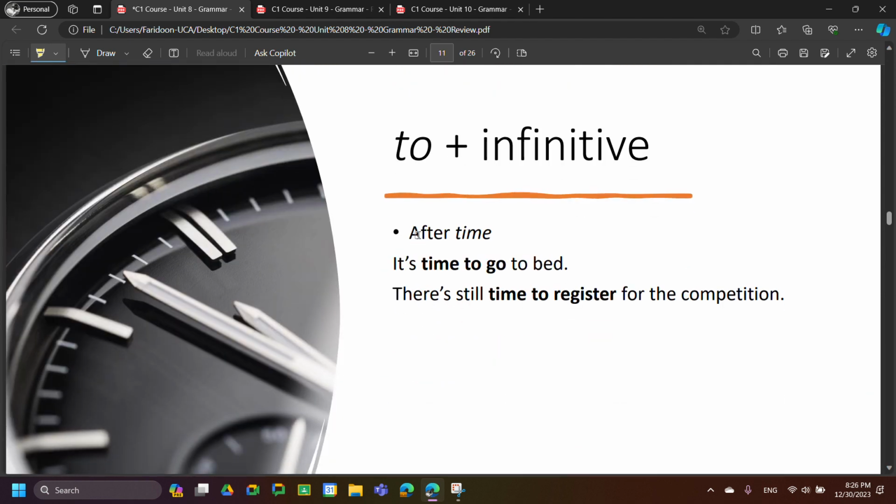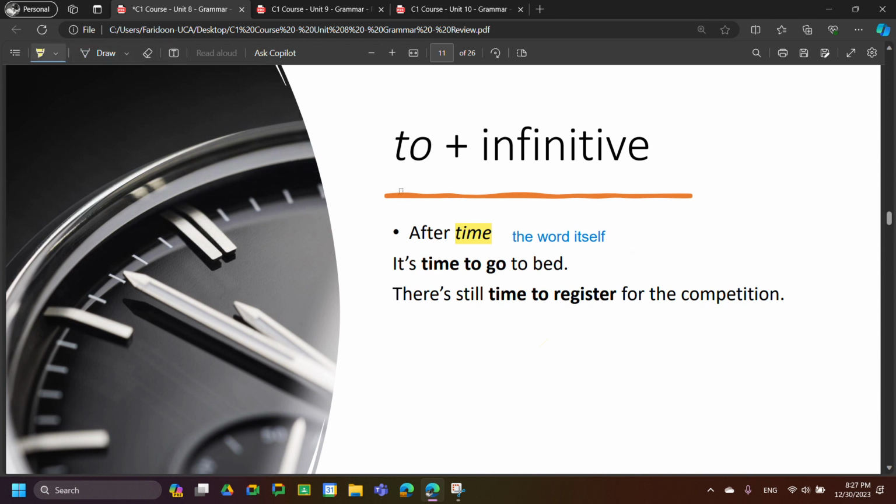Okay. To plus infinitive can also be used after the word time. And please be careful, guys. This is the word itself. Okay, so the word, let me write the word itself. So this is the word time itself. After it, you can use, of course, a to plus infinitive.